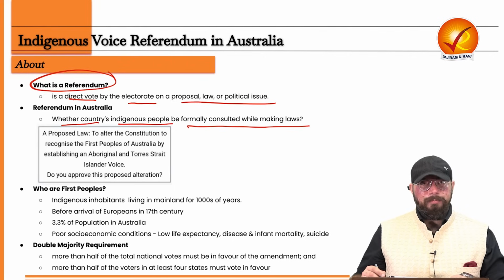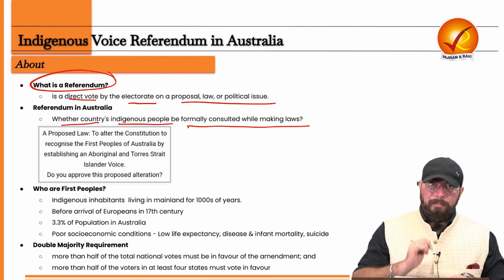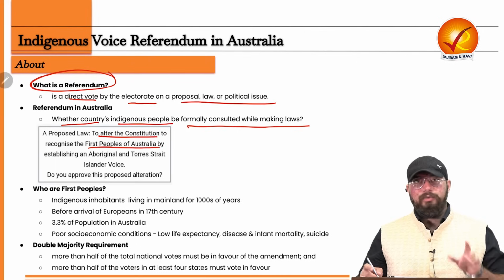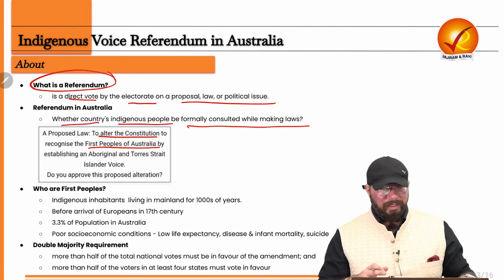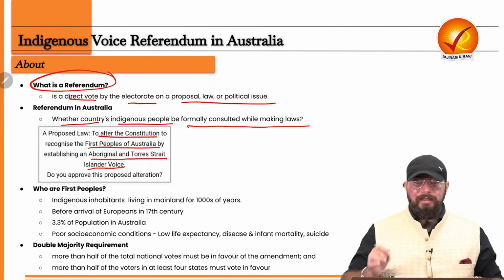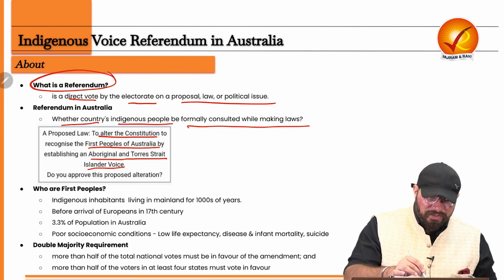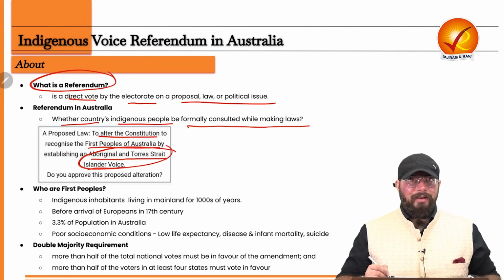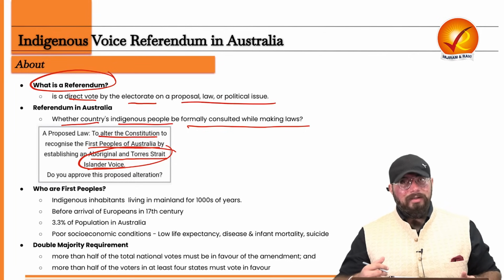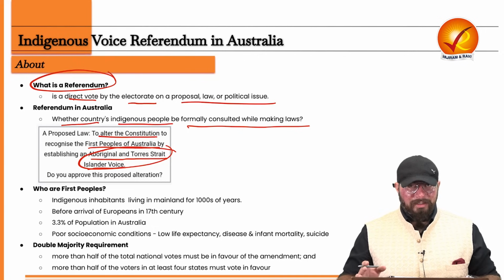What is the question which is posed to them? The question is, what is the proposed law? To alter the constitution to recognize the first peoples of Australia. This is very important. To recognize first peoples of Australia by establishing an Aboriginal and Torres Strait Islander Voice. So establishing this particular grouping to recognize the first people of Australia, so that they can take part in the lawmaking process of the Australian country.